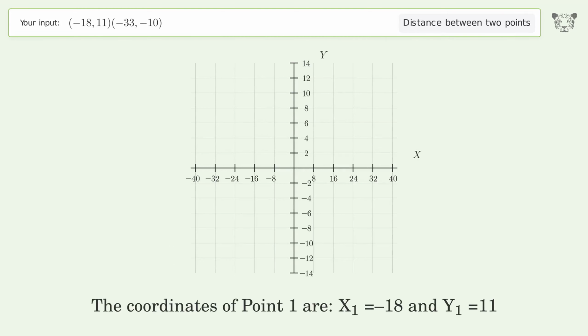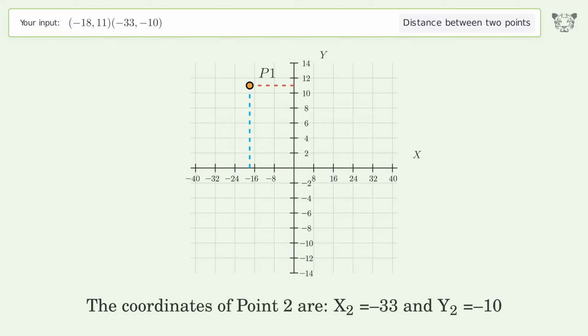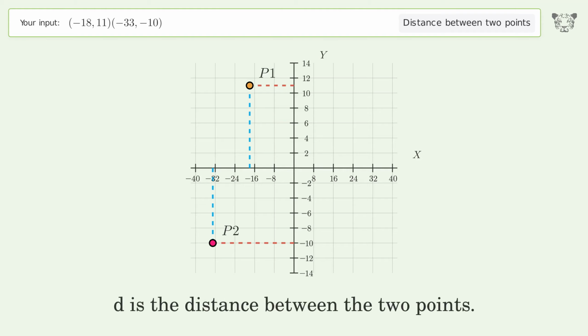The coordinates of point 1 are, x1 equals -18 and y1 equals 11. The coordinates of point 2 are, x2 equals -33 and y2 equals -10. D is the distance between the 2 points.